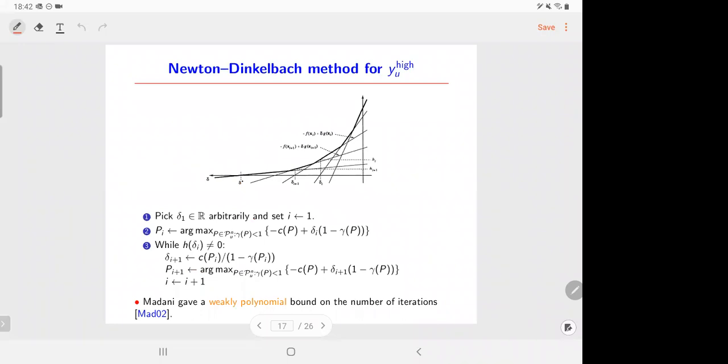So with this in mind, we can now try to solve for yu high using Newton's method. So first we pick an initial delta, and then we solve the corresponding parametric problem for that delta value. As long as h of delta is non-zero, we take the Newton step. This is just f of x over g of x. And then we solve again and we repeat the procedure until we converge. Now the question is, how many iterations does this method take? As early as 2002, Madani looked into this problem, and he gave a weakly polynomial bound on the number of iterations.